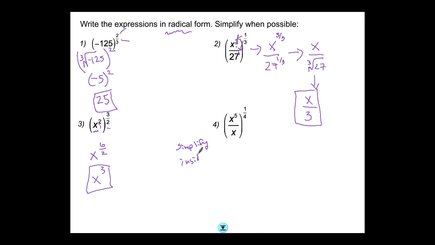Okay, here, word to the wise, simplify inside first. Now, that's when you can. So in this example right here, I would simplify x to the 5th over x. One of those crosses out, and that's a 4. So this is x to the 4th to the 1/4 power. Now I'm going to multiply. So this is x to the 4 over 4, which is x to the 1st, which is just x. And that's it. Good luck.